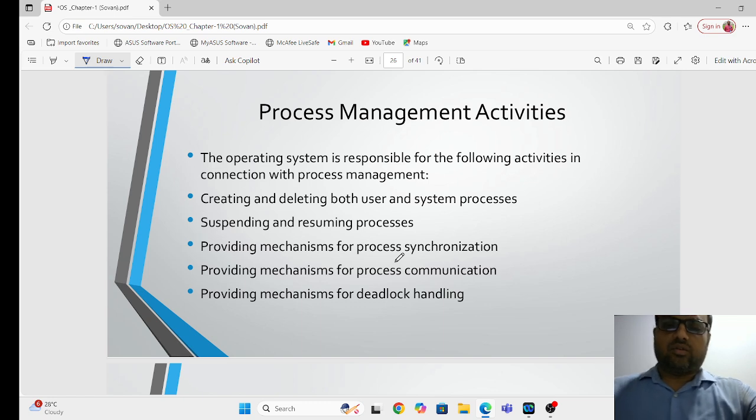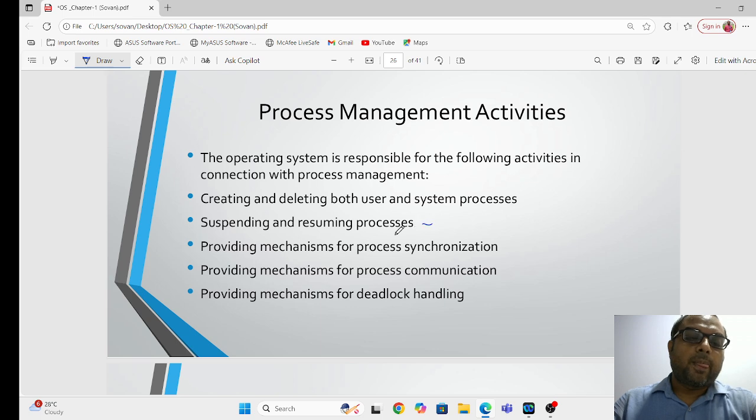If it is not working properly, or some error occurs, they can suspend this, or resume it, so that while one process is waiting or holding, another process can get the chance, because that one takes a longer time. So this activity will be there.